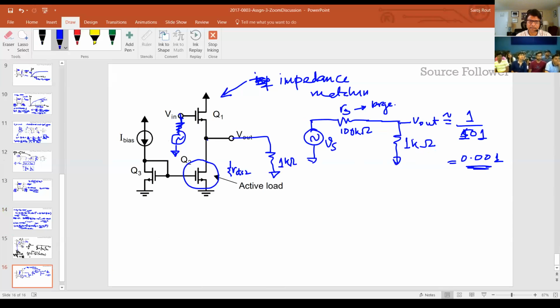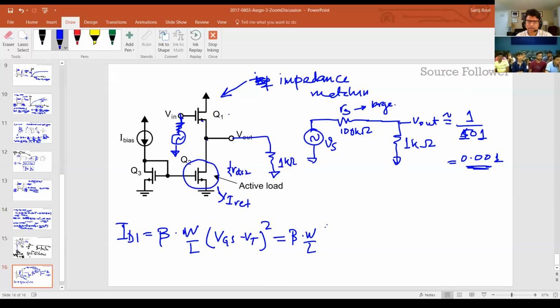Now what I mean by ideally is, if I write this equation again, so let's say this current is some IREF, and if I write this current as ID1, so let's call this ID1. Again, I'm assuming it's always in saturation. So it's beta times W over L times VGS minus VT squared, or V effective squared. So VGS is what? VGS is V in minus V out, minus VT, squared.